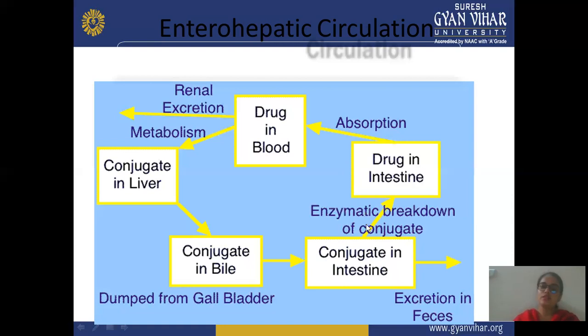Next is the drug in the intestine. When the drug reaches the intestine, enzymatic breakdown of the molecule takes place, or conjugation is observed, and there may be chances that the drug again reaches your blood, then absorption takes place. It may be reabsorption when the drug reaches your blood from the intestine. So this is the circulation procedure of enterohepatic circulation. In enterohepatic circulation, the drug goes from blood to the liver, then to bile. After bile, it goes to the intestine, and then again maybe goes back to the blood.